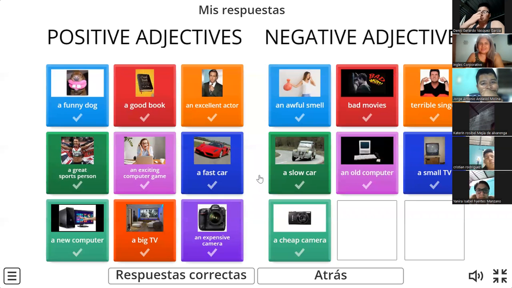So from these adjectives, which one didn't you know? ¿Cuál no sabían? Yo no me sabía el del atleta, por ejemplo. A great sport. Great. But you know what great is, right? Tampoco sabía el significado de la cámara costosa. Expensive means it costs a lot of money. Es muy caro.